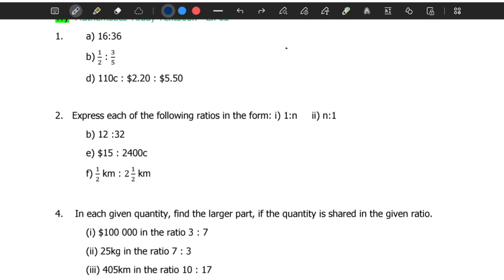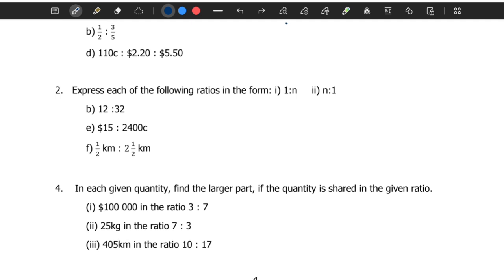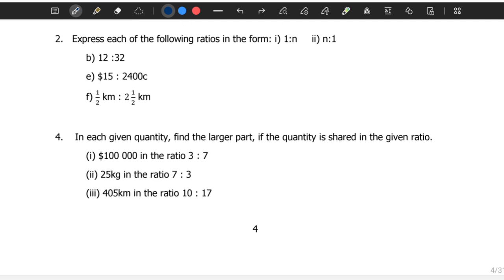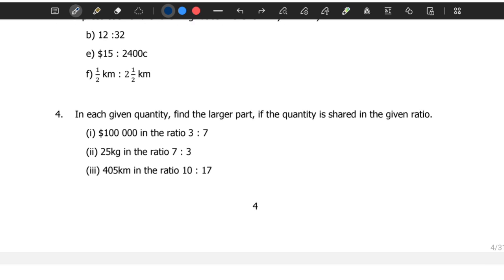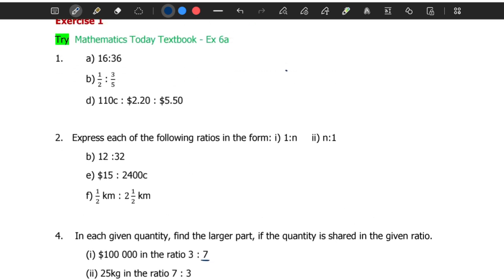And then number 2, express each of the following ratios in the form 1:n or n:1. Part of that is dealing with fractions. Then number 4, in each given quantity, find the larger part if the quantity is shared in the given ratio. So we have the different expressions. You have to know that, for example, in 3:7, the bigger part is going to be the 7. So yeah, you can take a screenshot or pause and attempt these.